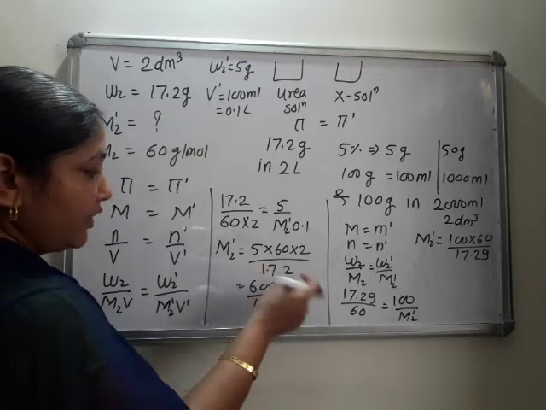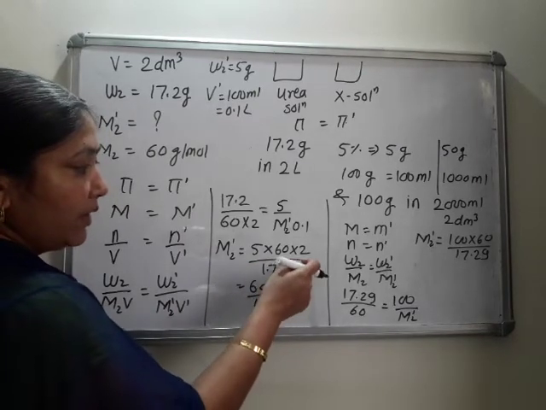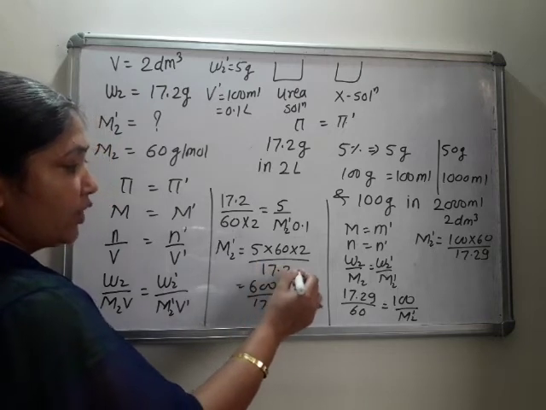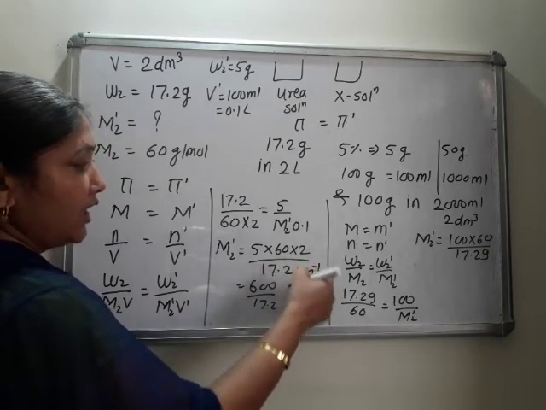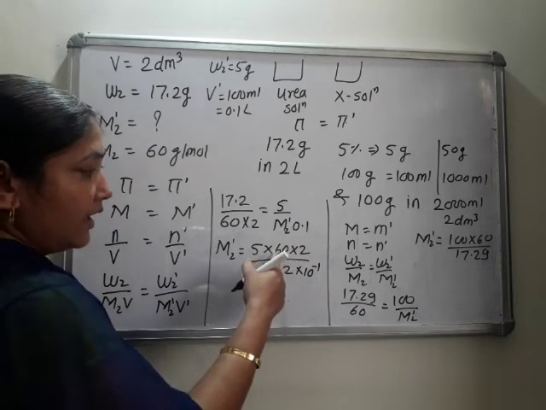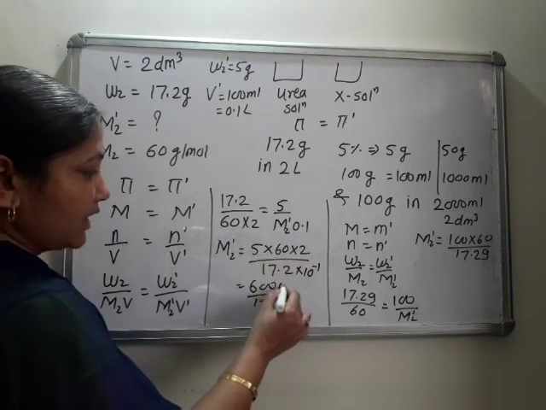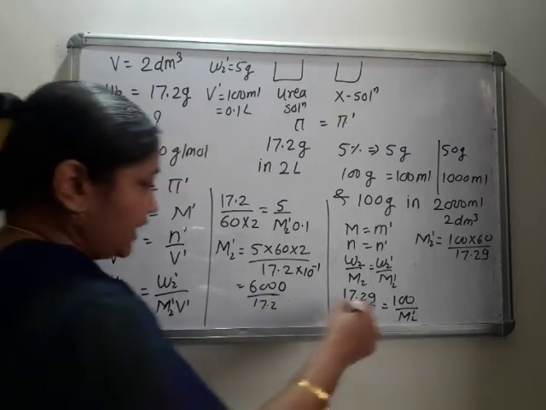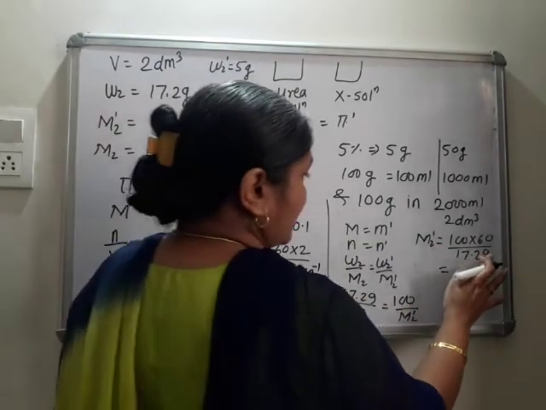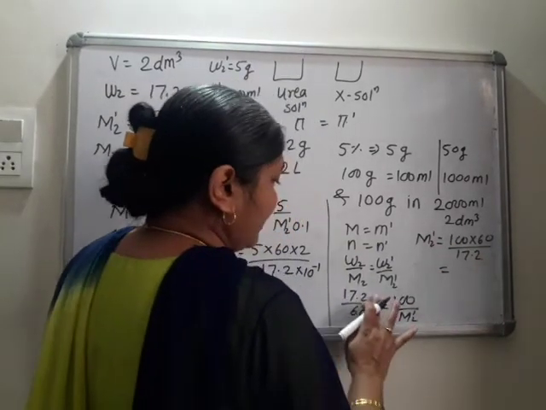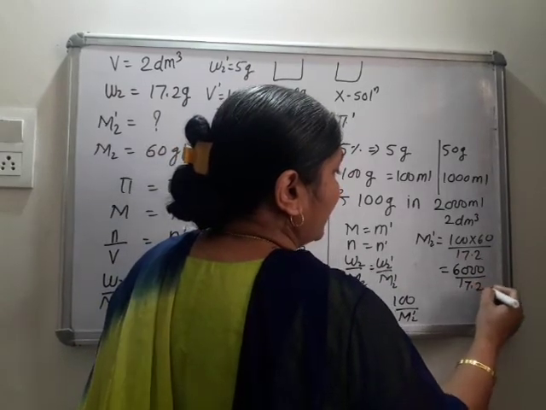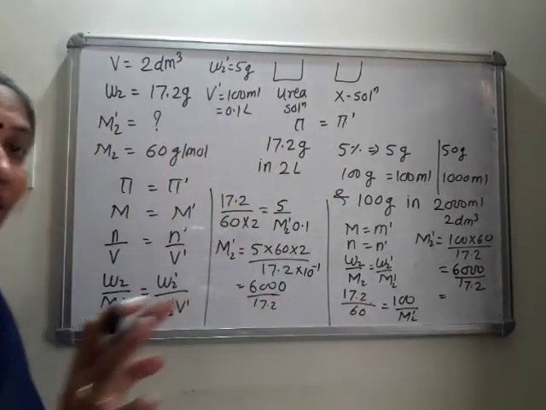Right? So if I shift it by one decimal, 10 raised to minus 1 will go up. So 10 into 10, that is 100. 100 into 60, so that will be 6000 upon 17.2. So here also we get 6000 upon 17.2. Simplify this. Okay, is this clear?